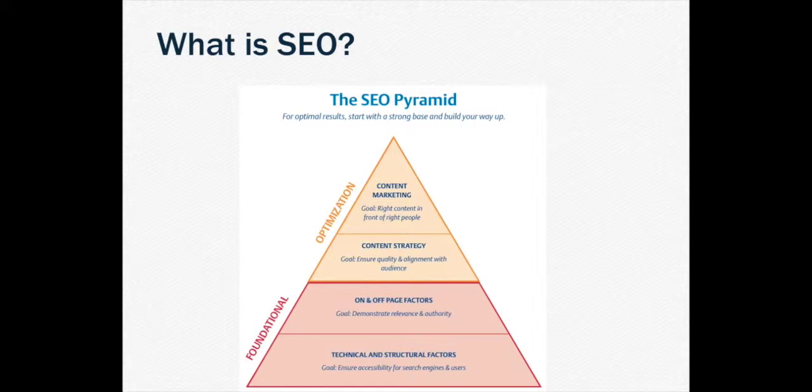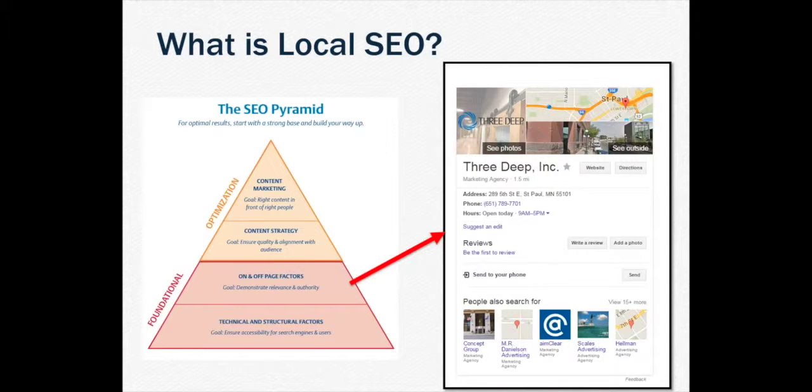So how does that relate to local SEO? Well, above the technical and structural factors are on and off page factors. That includes anything from links all over the web and social media profiles, and then it also includes local citations. This is what a user will see when they're searching on Google for your business. This is an example of 3Deep's local citation on Google. You can see there are a lot of different elements to this. There are many different kinds of citations. You can think of a citation as a listing in the yellow pages of old, like Taylor was introducing.